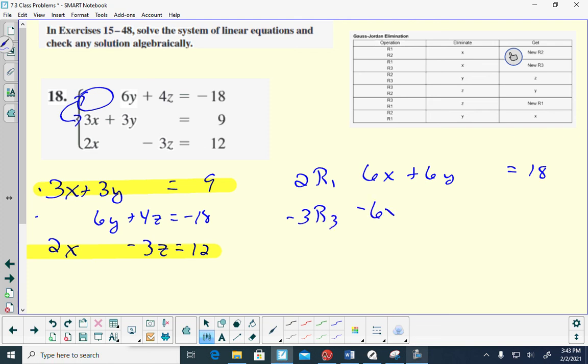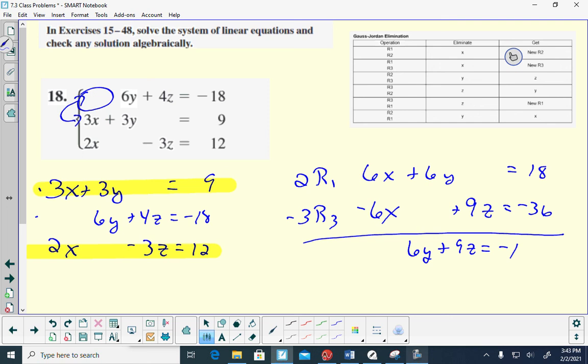And this will be negative 6x plus 9z is equal to, and I'm multiplying by negative 3, so negative 36. And when I do that, the x's will drop out, and I'm left with 6y plus 9z is equal to negative 18. And that's going to be my new row 3.